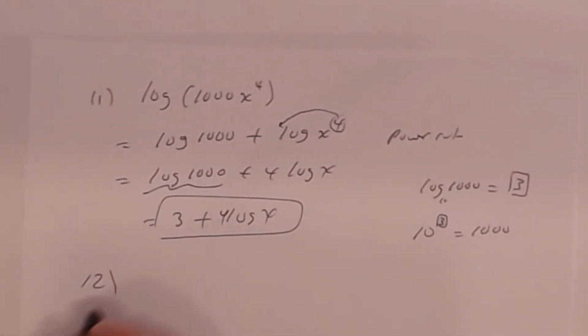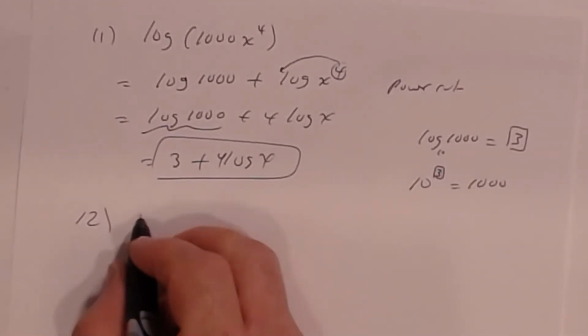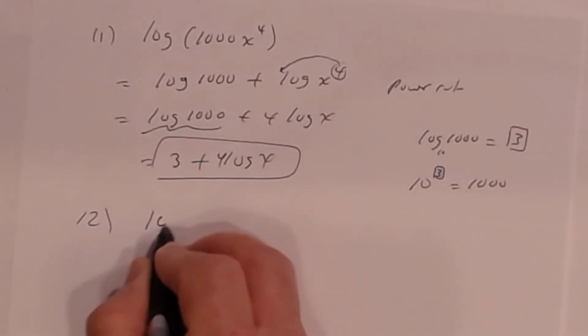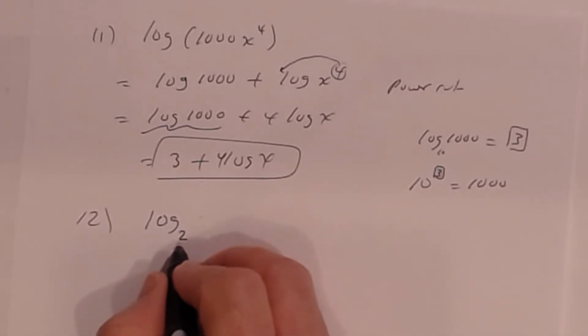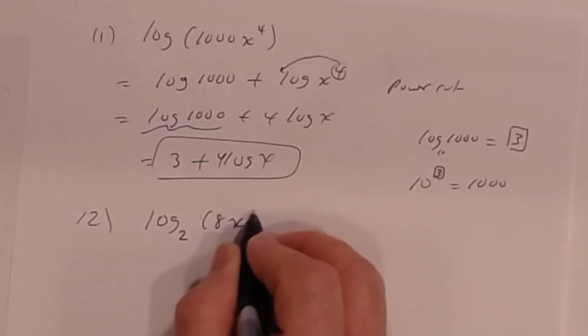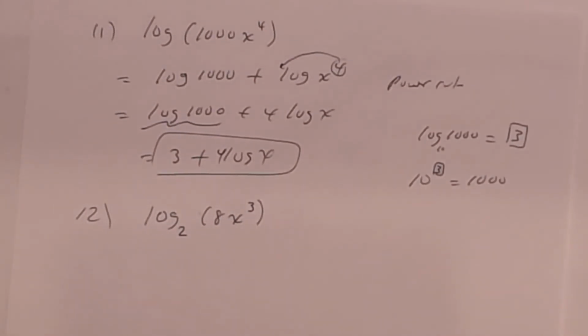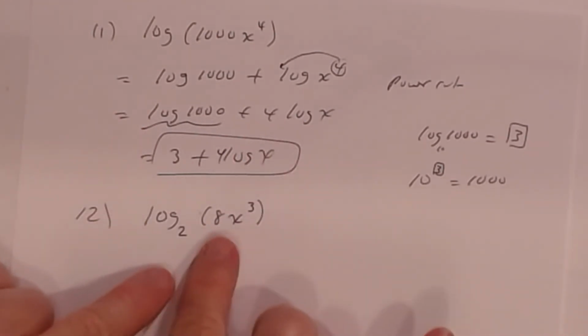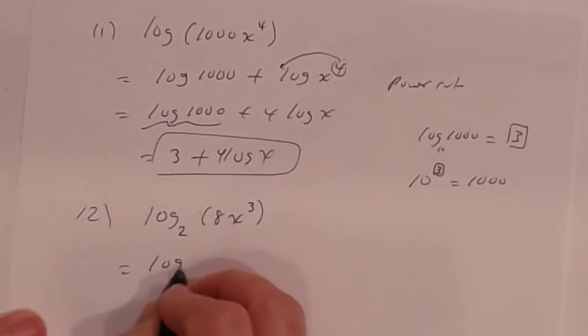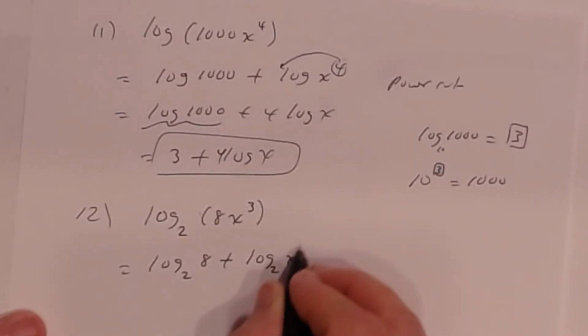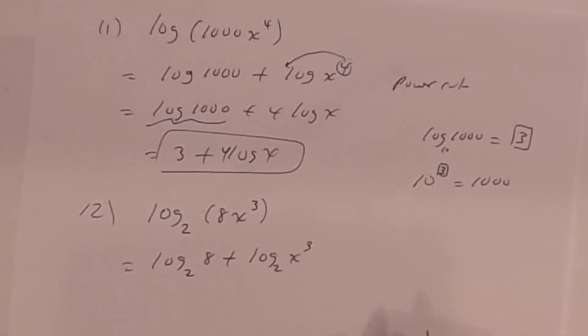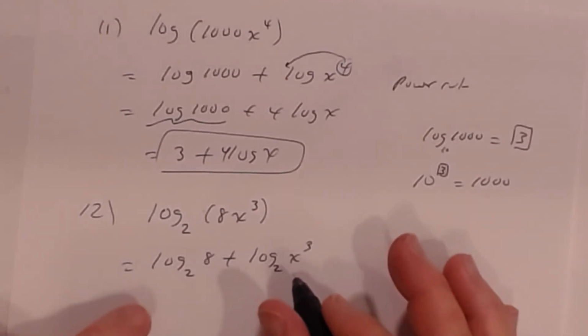Look at number 12, and then we'll stop at number 12. Let's suppose I had the log base 2 of 8x to the third power. Kind of like we did number 11, we can do the product rule first. So it'll be the log base 2 of 8 plus log base 2 of x cubed. All of you should write this part first.